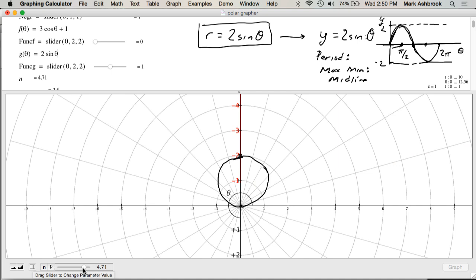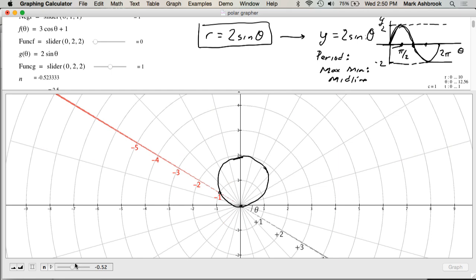What's going to happen? It's just going to repeat. Do you see that it just repeats what we had before in the first quadrant? So as we go from pi to 3 pi over 2, we're in negative territory for r, from 0 to -2. And then in the fourth quadrant, from 3 pi over 2 to 2 pi, it's going to start at -2, and then head back to 0.